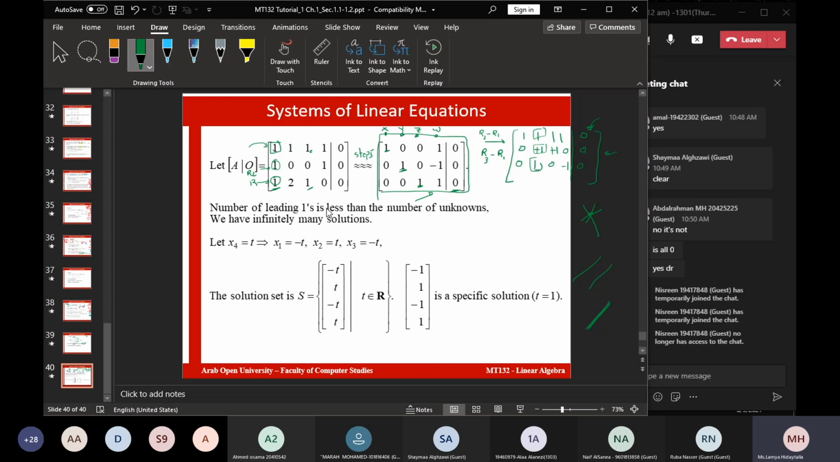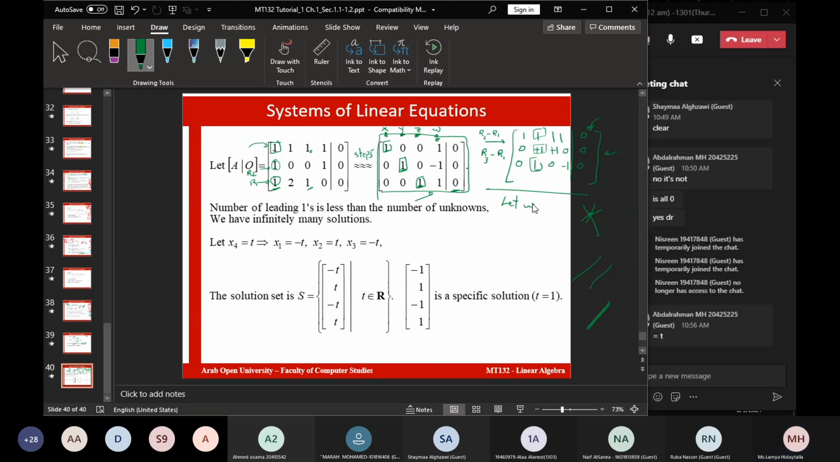Now how do we get the solution? We come to the first column, it has its leading one. We come to the second column, I found a leading one. The third has a leading one. So the column that has no leading one, this one, what do we do? We assign to it any real number t, such that t is a real number.